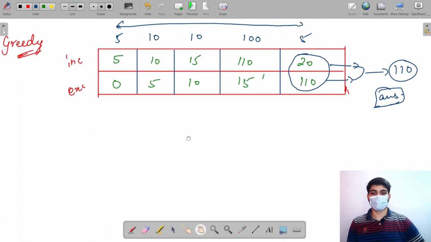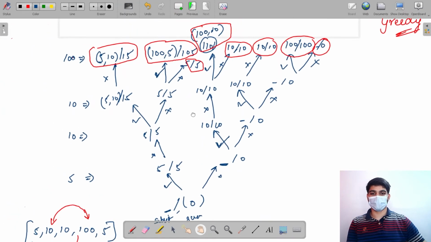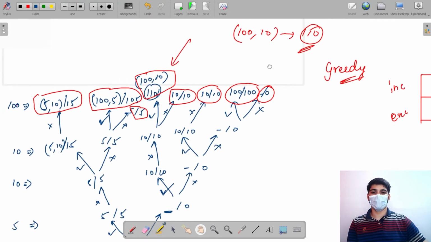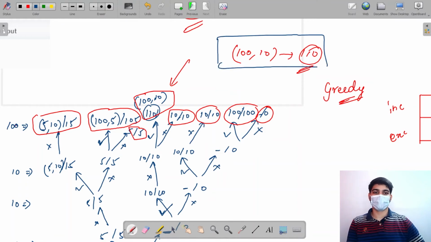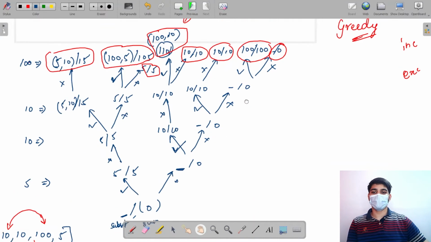And if we come back to our recursive approach, we can see that we also had 110 as the answer using our recursion. This greedy approach is working.